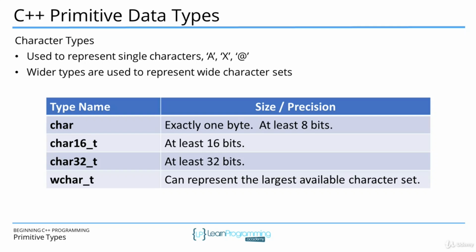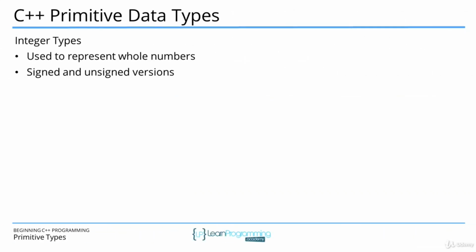In order to support these languages, C++ supports a wider character type that can be as large as necessary to represent these characters. Unicode is a common standard used to represent multiple character sets for any language. When we work with characters in this course, we'll use the char data type since it easily supports the Latin character set. C++ also supports the integer data types.